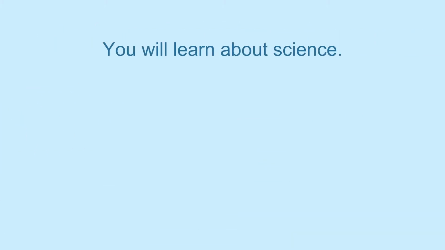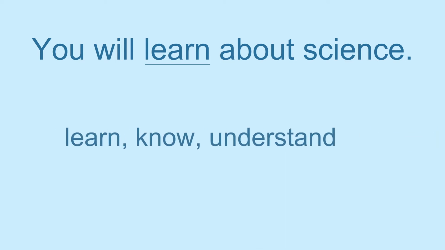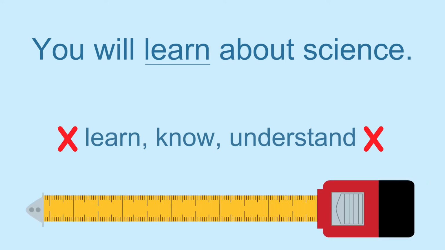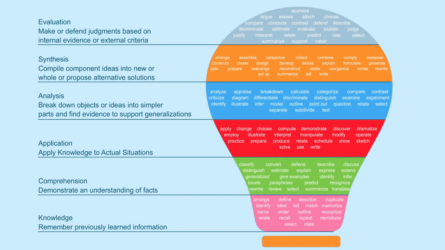In my earlier example, you will learn about science. Learn is a verb we typically avoid when writing objectives, along with the verbs know and understand. This is because they aren't measurable, and if you're using them currently, your designer will work with you to revise your objectives. To give you some examples of verbs that are better to use for learning objectives, you can consult the list that we provide in the module.